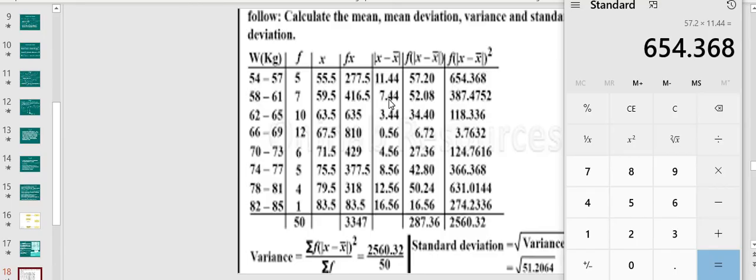score. We will multiply 52.08 with 7.44, and then 34.40 with 3.44, and 6.72 with 0.56, 27.36 with 4.56. So we will multiply 42.80 with 8.56 and 50.24 with 12.56, and lastly 16.56 with 16.56.